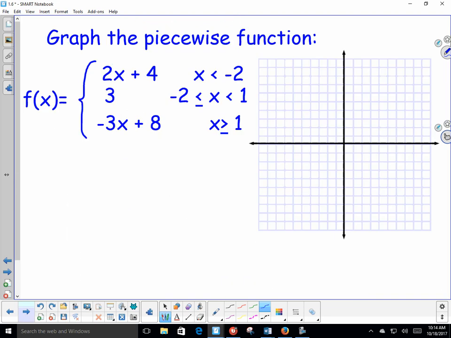All right, let's see how much of this graph we can do before you guys need to leave. So we are graphing this piecewise function. You have your graph paper. You are ready to graph. We have 3 separate pieces to graph.